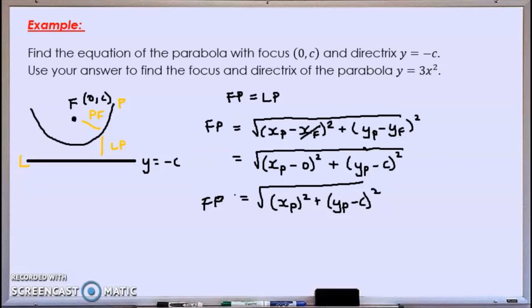Now my distance LP is vertical, so it's just the difference between my point and my line. So it's going to be y minus y of the line, which will be y minus negative c, which will be y plus c. And we're going to set these two equations as equal to each other.